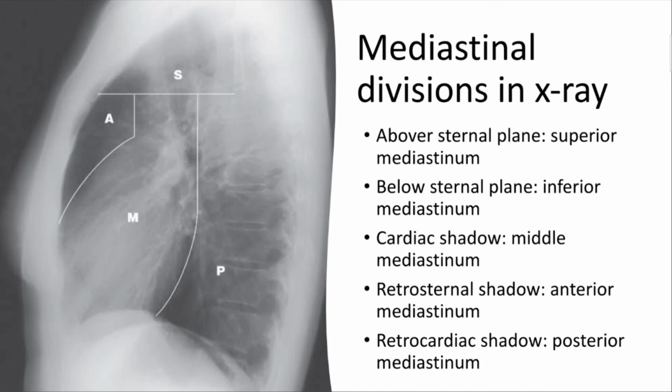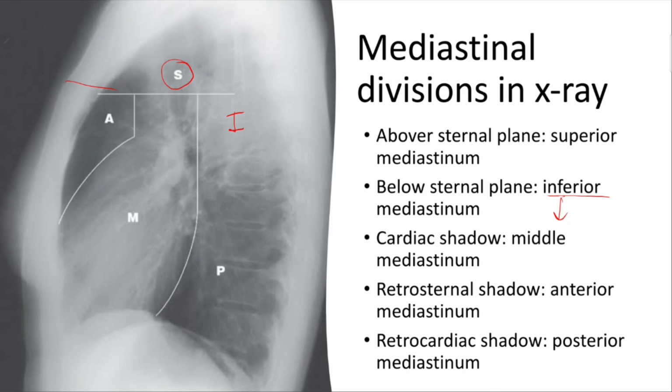Now we are moving to the mediastinum. First, we will see the normal visualization of the subdivisions of the mediastinum in chest radiograph. Now this is the lateral view of X-ray. The shadow above the sternal plane represents the superior mediastinum, and below the sternal plane will be your inferior mediastinum. The subdivisions of inferior mediastinum are middle, anterior and posterior mediastinum.